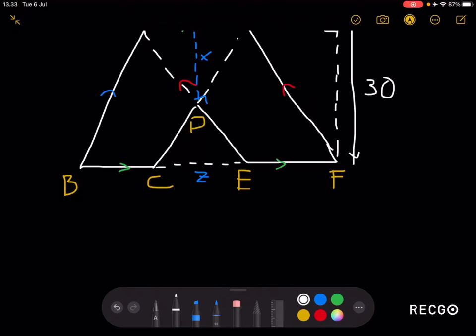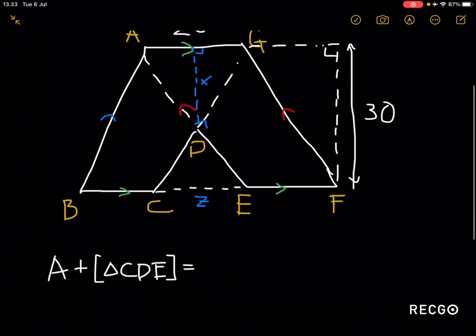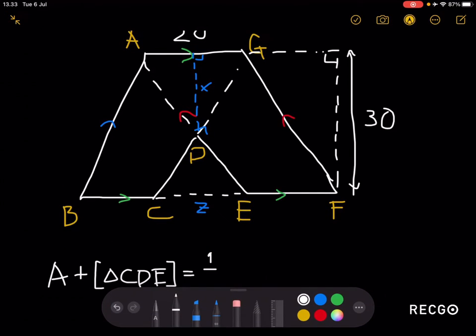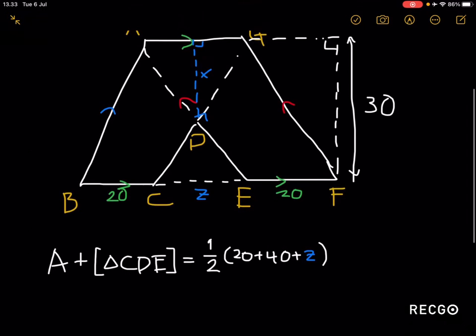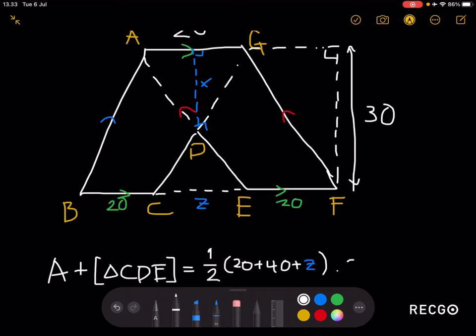So let's see. Here, the area of the trapezium could be expressed as a plus the area of this triangle right here. And then for the right hand side is just the formula for the area of a trapezium. So we have a half times the sum of its parallel lengths, which will be 20, plus, notice that this is 20, this is 20, so we have 40 plus d. And then multiplied by the height, which is just 30.